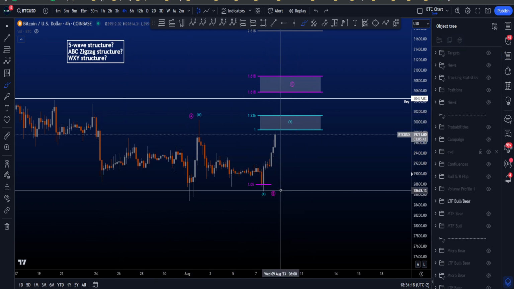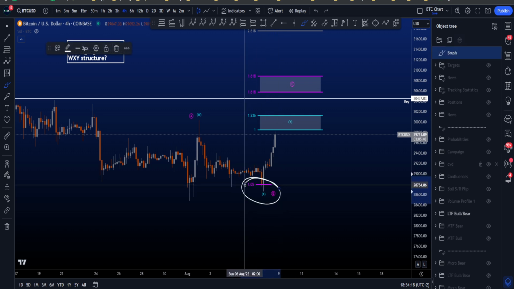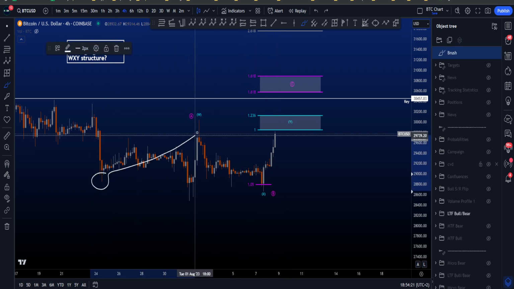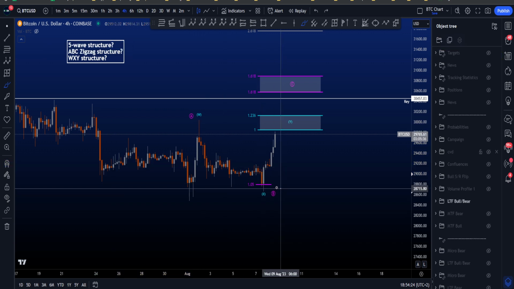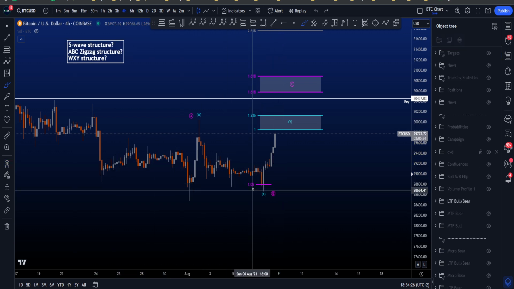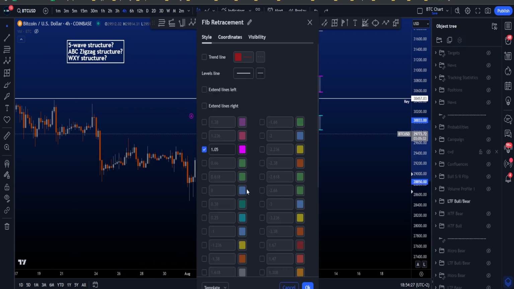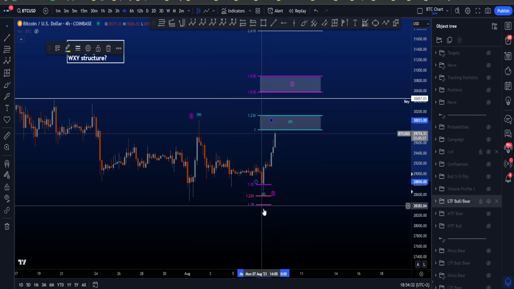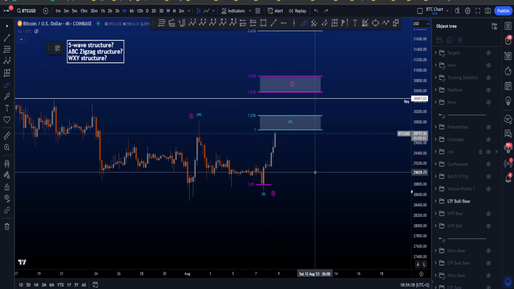upside. It has to be said that for a wave B, the 1.05 that you see on the chart, taken from the low to the high of A, is a rare target for a wave B. Most commonly, an expanding flat wave B is retracing between the 1.236 and the 1.38, but as you can see, that has not been reached, and the 1.05 is a more rare target for the low of a wave B.